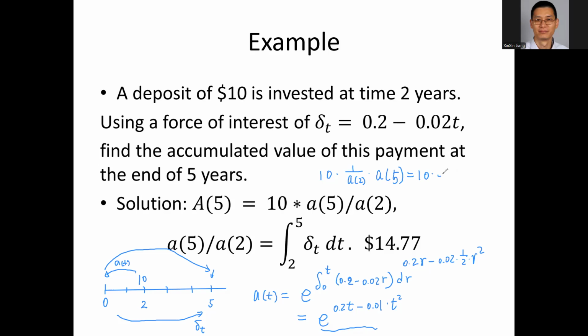a of 5, so e to the 0.2 times 5 minus 0.01 times 5 squared, and then you divide it by a of 2, which is e to the 0.2 times 2 minus 0.01 times 2 squared. Certainly you can do that. Or we have this, because I'm going to show you why this is true. You can use this formula, that's no problem. So let's do that.